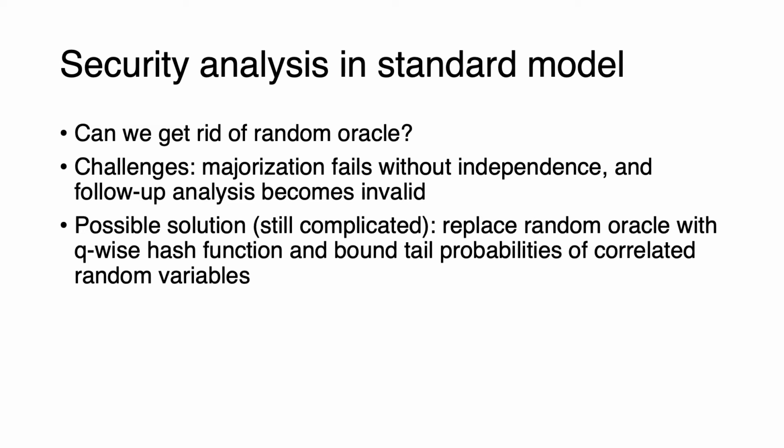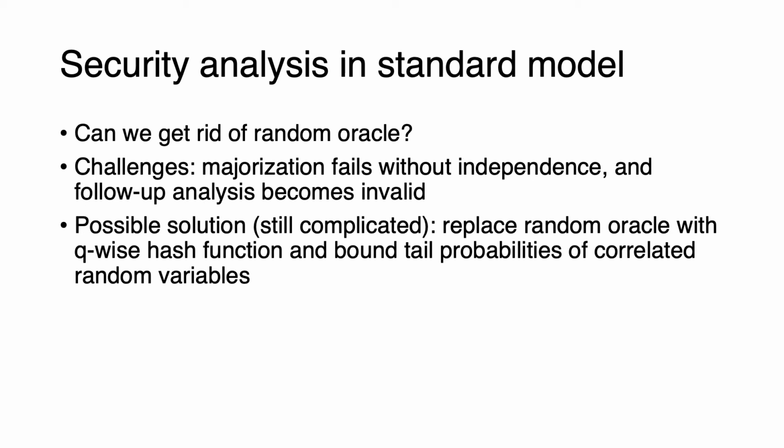A natural question to this random oracle-based analysis is, can we get rid of random oracle and prove security in the standard model? As we mentioned, there are two major challenges. First is we cannot perform majorization on correlated random variables. And second is we cannot consider each ball throw to be independent in the balls into bins experiment. The whole experiment does not make sense anymore.